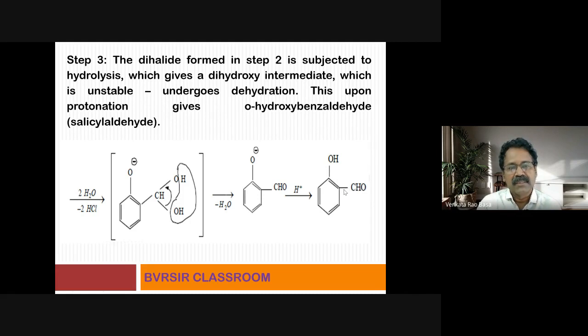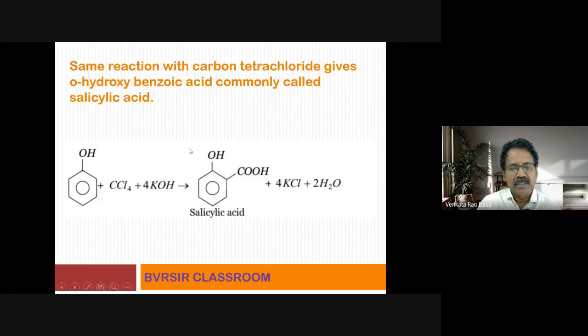I hope you are very much convinced with this mechanism. So the final product is orthohydroxybenzaldehyde. Okay, so step by step we studied the preparation of orthohydroxybenzaldehyde. Now a small modification: the same reaction with carbon tetrachloride. In the previous example, we made use of chloroform. If chloroform is used under the same conditions, it gives rise to orthohydroxybenzaldehyde.